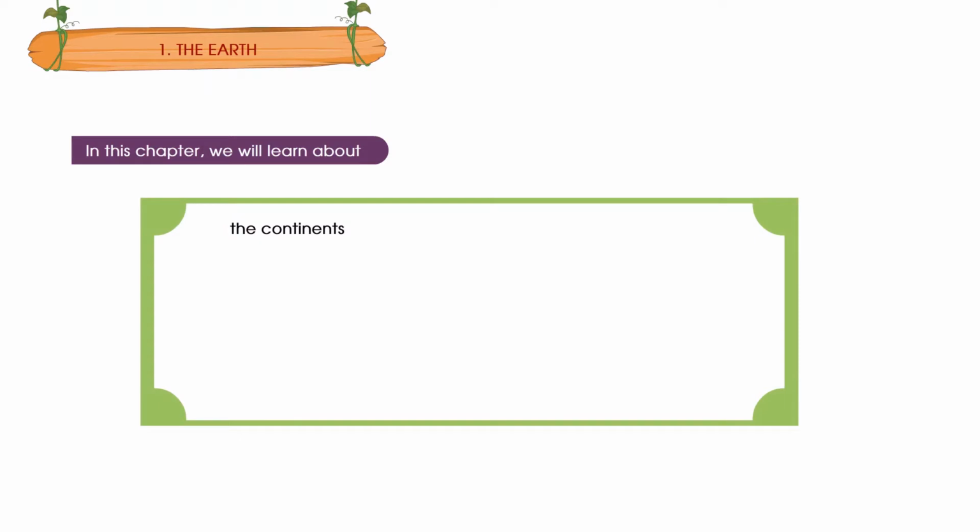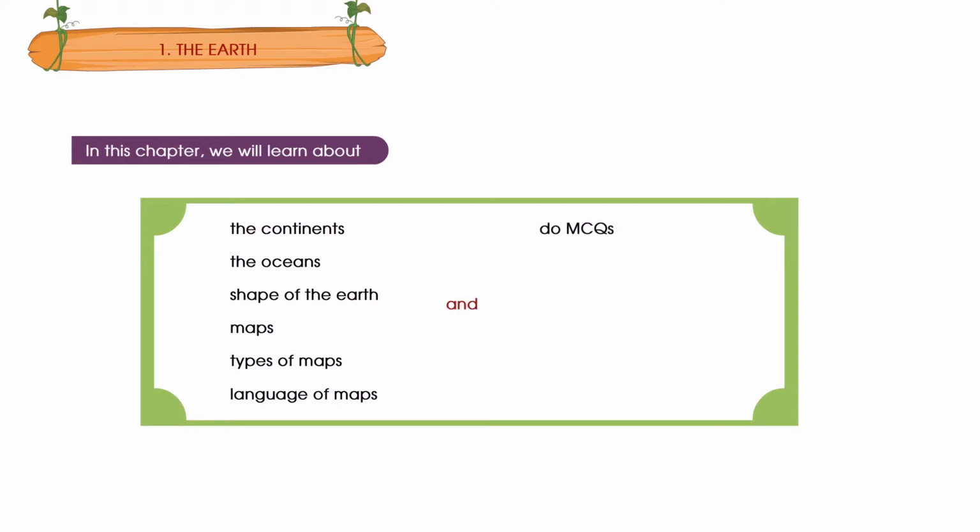1. The Earth. In this chapter, we will learn about the continents, the oceans, shape of the Earth, maps, types of maps, language of maps, and do MCQs. Fill in the blanks, true or false, WH questions. Do activity. Hone our life skills.